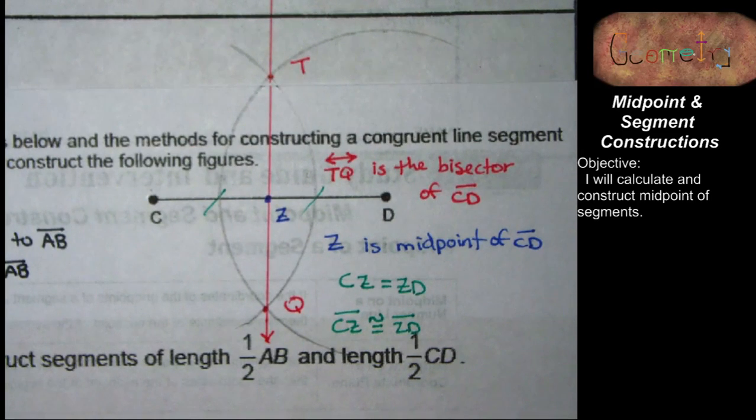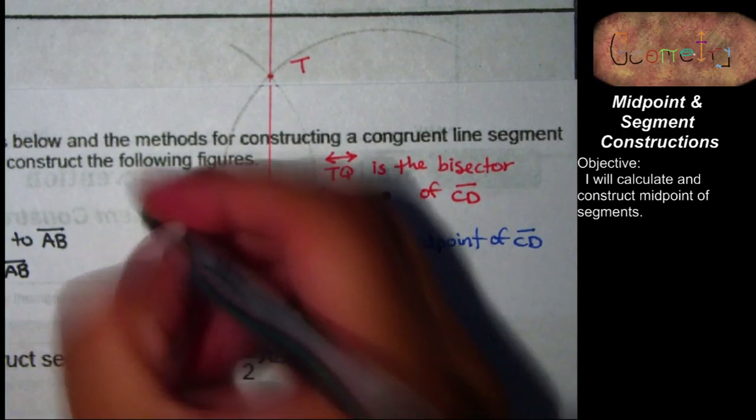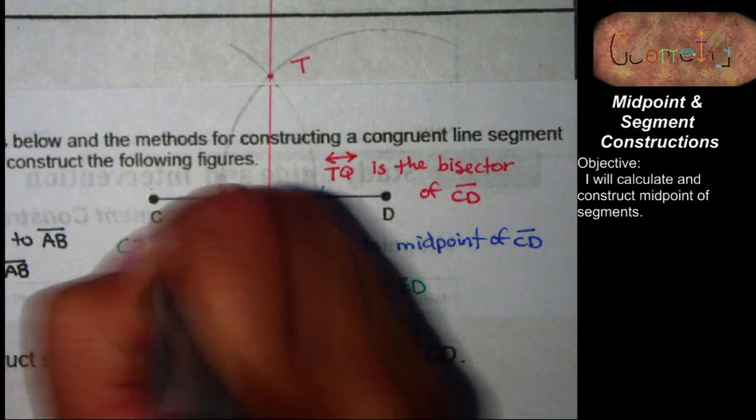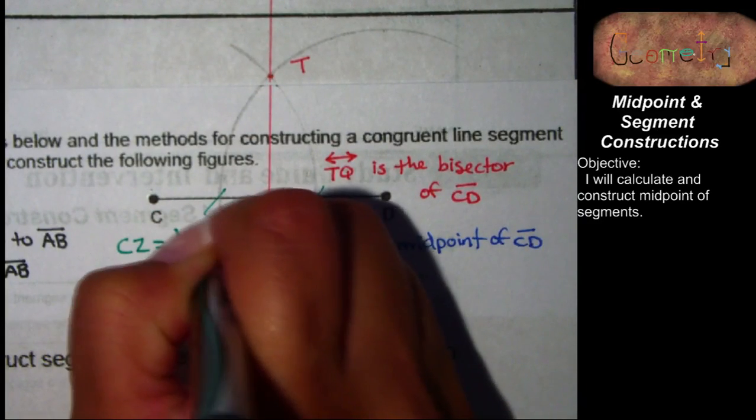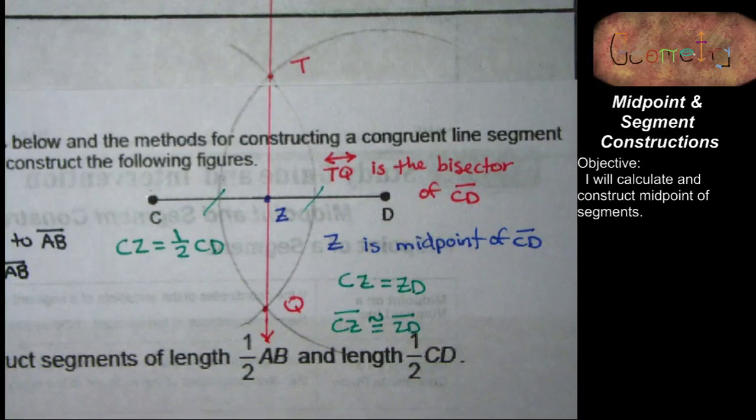Looking at the measure of CZ, how is the length of that measure related to the measure of the entire thing? Half. It's half, because Z is right in the middle. You're exactly right. CZ is half the measure of CD, because CZ is right in the middle. It's halfway. It's the midpoint.